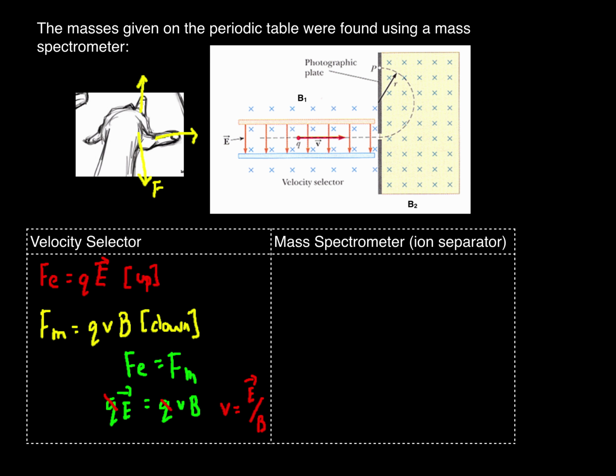The second stage of mass spectrometry is the ion separator region. In the ion separator region, there is a magnetic field only, and as a result, the particles travel in a circular path. In this case, the magnetic force is equal to the centripetal force, so QVB is equal to mv squared over r. Since v appears on both sides of the equation, v can cancel out from each side once. We can rearrange this for m. M equals QBr divided by the velocity.